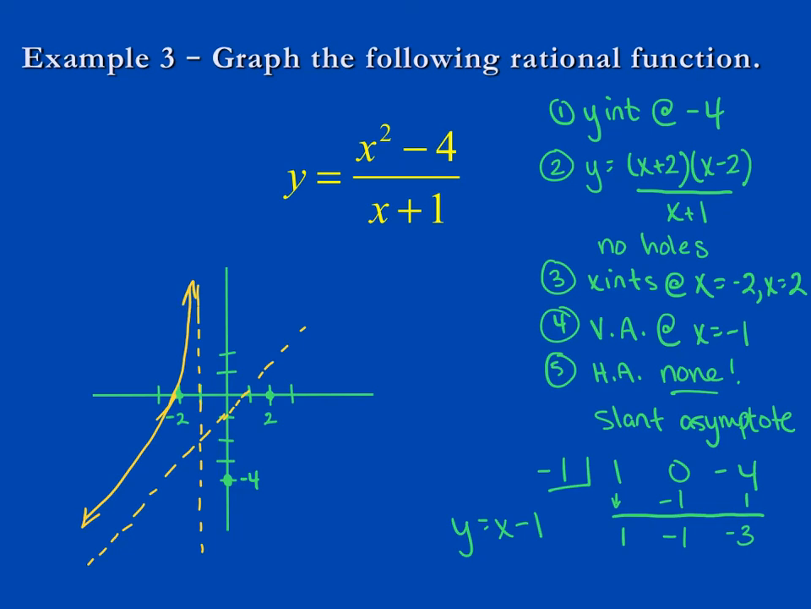On the other side of things, it looks kind of similar. I know I have to go through this y-intercept and this x-intercept, and so if I start down here, I get closer and closer to this vertical asymptote. I have to go through my intercepts, and then eventually I will get closer and closer and closer to this diagonal asymptote, or my slant asymptote. So this is the graph for this rational function.